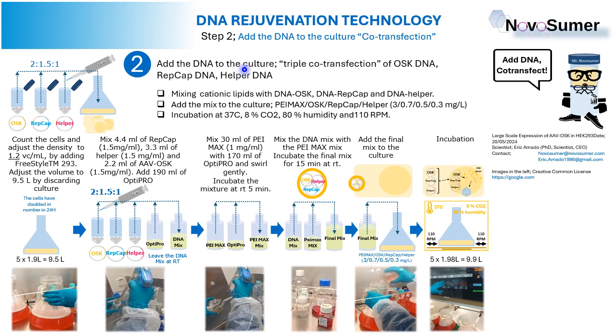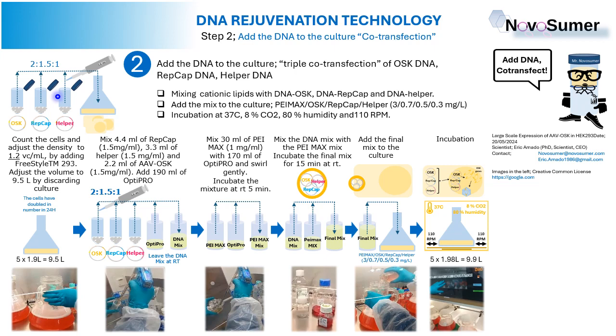Okie dokie. Step number 2, add the DNA to the culture. This process, adding the DNA to the culture, is called co-transfection. You see here in this picture the 3 DNAs that are added to the culture. This is the culture, and these are the cells, the mammalian cells.